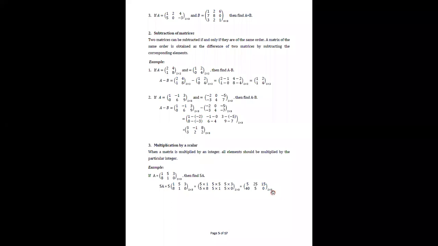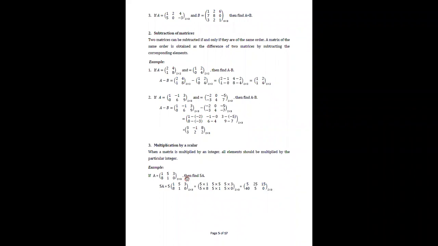Since you are multiplying a matrix by a scalar, this does not change the order of the matrix. Therefore, you can see that the order of the resultant matrix and the order of the initial matrix are similar. Once you multiply a matrix by a scalar, the order of the matrix will not change.